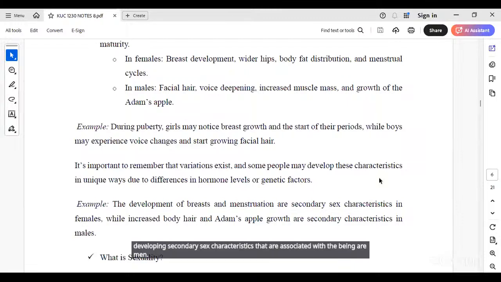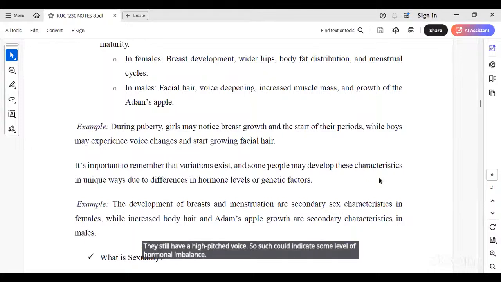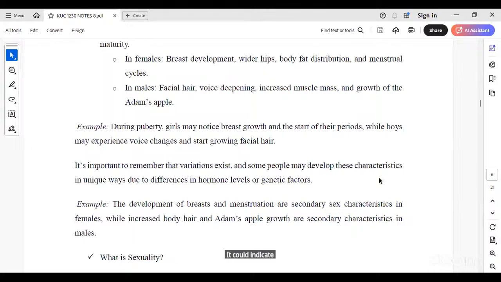You might have a man who is fully grown and has no beard. Not that he has shaved, he just doesn't have one. Okay? You might have such a person, perhaps with no beard, and even their voice, when you expect it to break, they still have a high-pitched voice. So such could indicate some level of hormonal imbalance. Okay, it could indicate some level of hormonal imbalance.